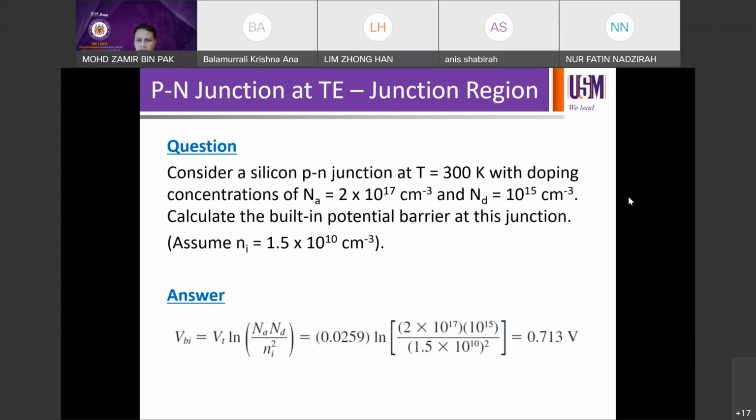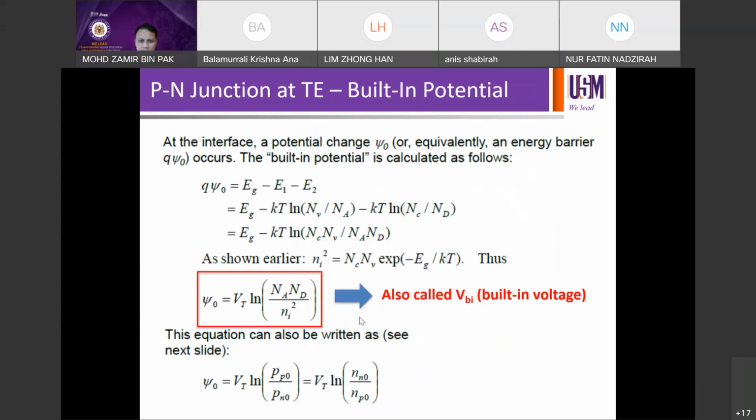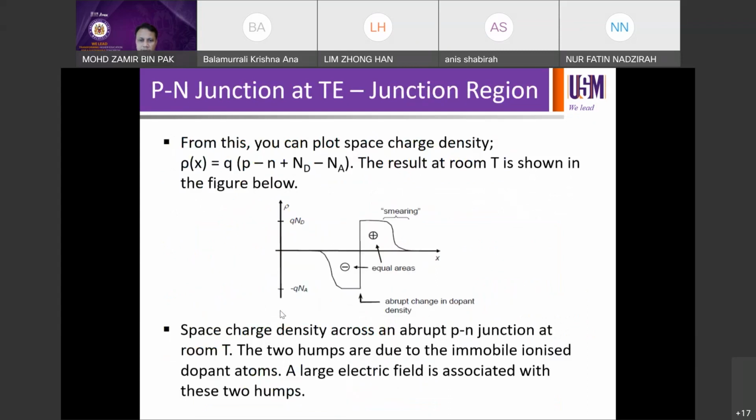So is it okay for this calculation? Is it straightforward? Any question on this? Good, right? Simple, right? It's just plugging into this equation, right? Thermal voltage ln NA ND over Ni squared.